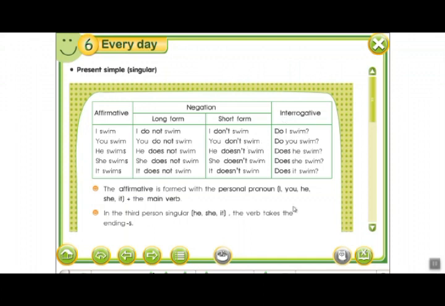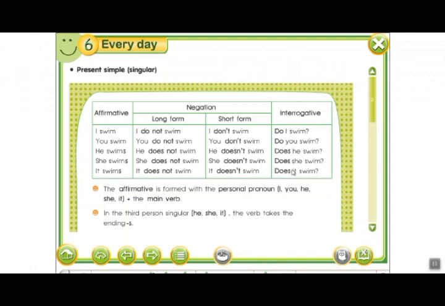But if you want to form the question, you should reverse the position of the auxiliary do and the subject pronoun I. So you should say, do I swim? Do you swim? And here we should use does, like in the negation. He doesn't swim. Here, does he swim? So we add es to the auxiliary. She doesn't swim. Here in the question we say, does she swim? In the negation we say, it doesn't swim. And here in the question we say, does it swim?